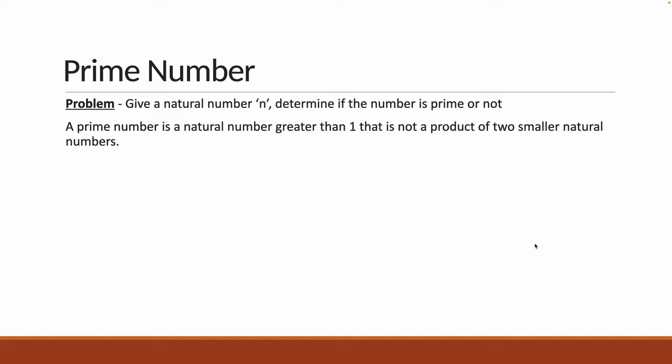numbers. For example, isPrime of 5 is true since it can only be expressed as 1 times 5 or 5 times 1. isPrime of 4, on the other hand, returns false since it can be expressed as 2 times 2. If you've understood the problem statement, please pause the video and try to solve the problem. Alright, let's now solve the problem together.